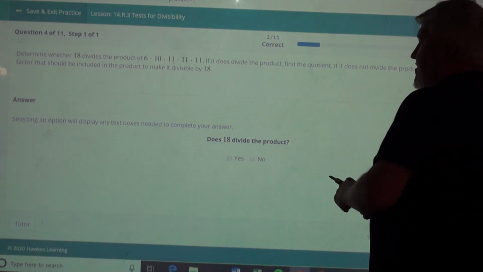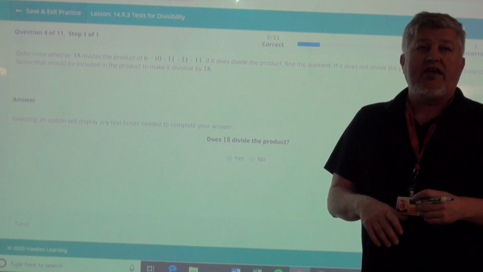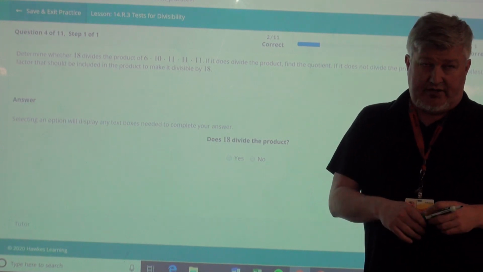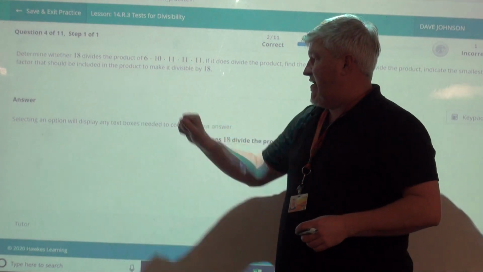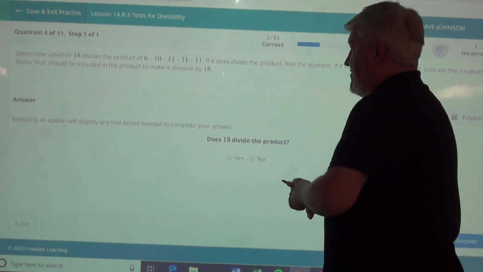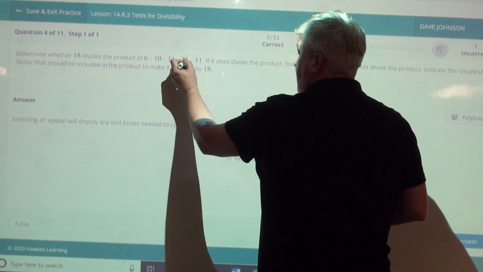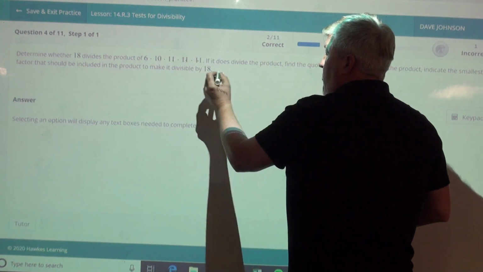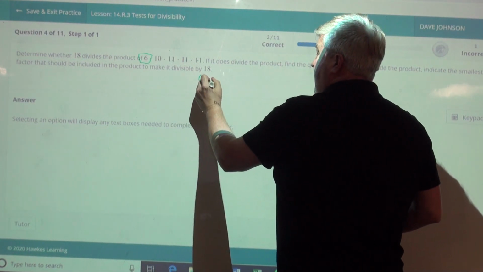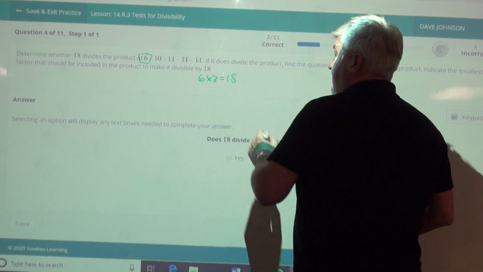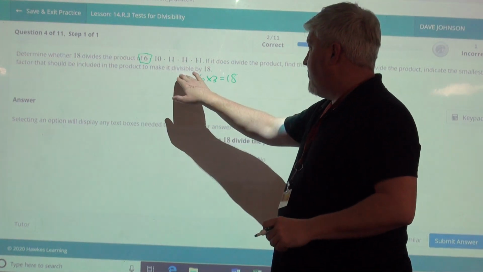So when you look here at these numbers, this is a little tricky, but it's kind of a little fun. I want you to think of this, you're a sleuth, you're a detective, looking at the evidence, and how can you make the evidence fit? Well, when you look at here, 6 times 10 times 11 times 11 times 11. Well, I know I have a 6 here. I know that 6 times 3 equals 18. So I have the 6 already very obviously in this list of numbers.